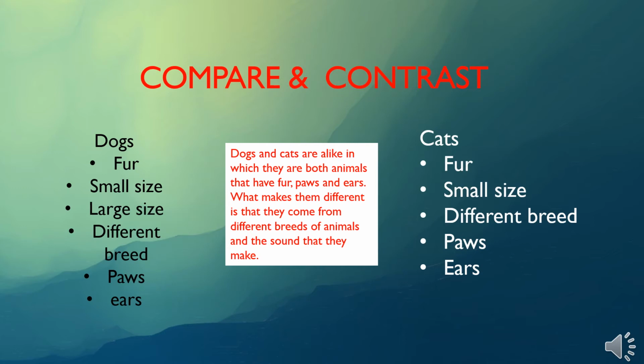So I can say dogs and cats are alike in which they are both animals. They have fur, paws, and ears. What makes them different is that they come from different breeds of animals and the sound that they make.